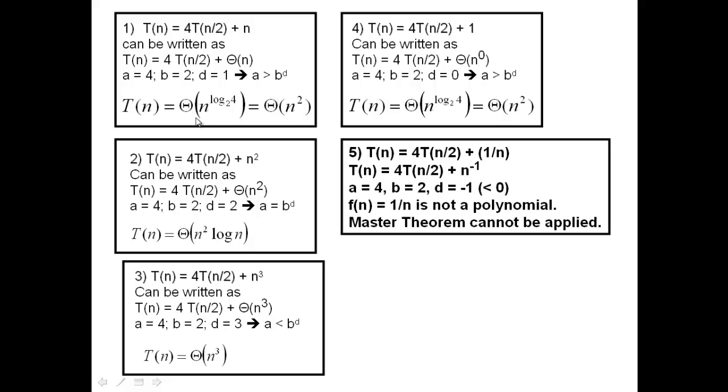Now we can simplify this further by using the property of logarithm. So log 4 to the base 2 is written as log 2 squared to the base 2, which is 2. So that's why we have n squared. Everyone should know log 4 to the base 2 is 2. Log 2 squared to the base 2: the exponent 2 comes out as a coefficient. So it's 2 times log 2 to the base 2, which is 1. So 2 times 1 is 2, n squared.